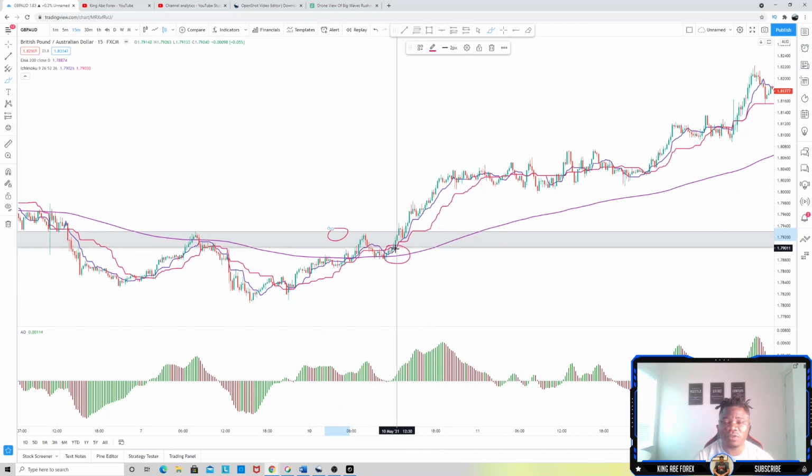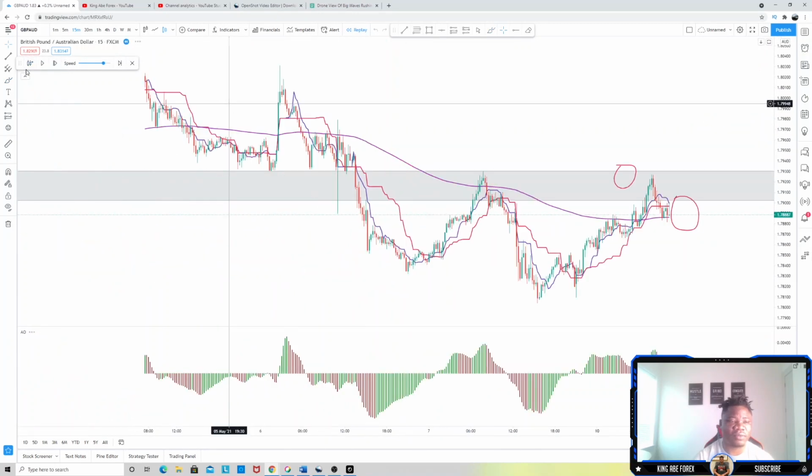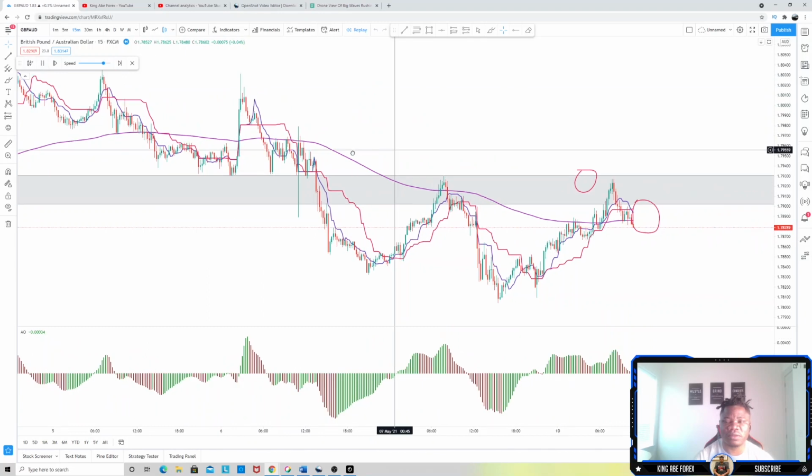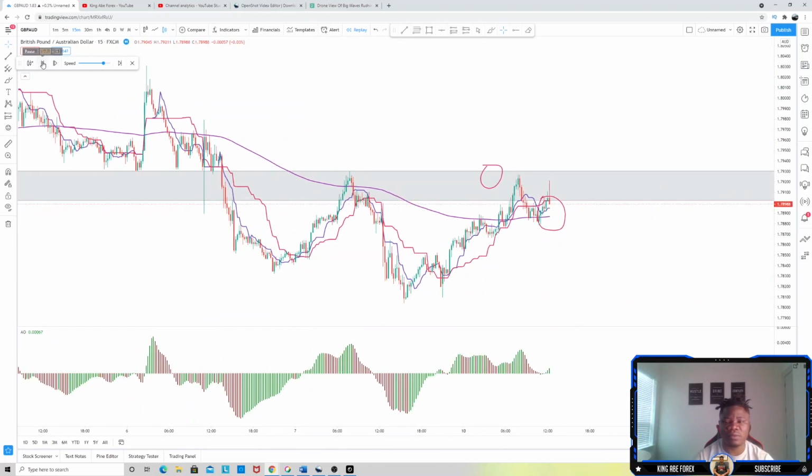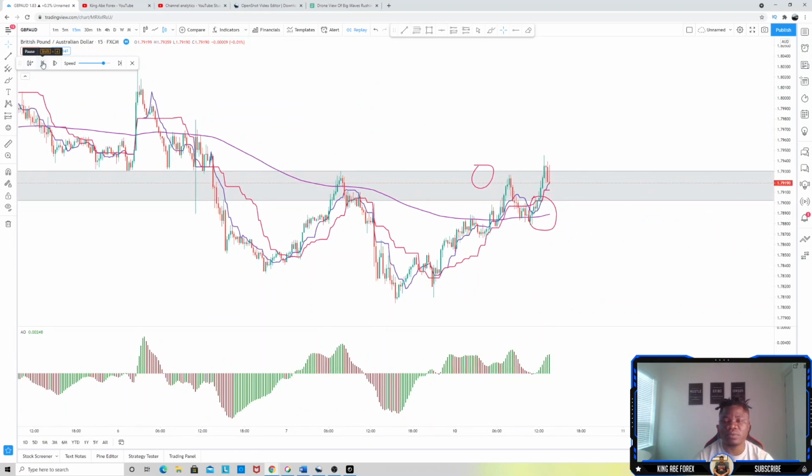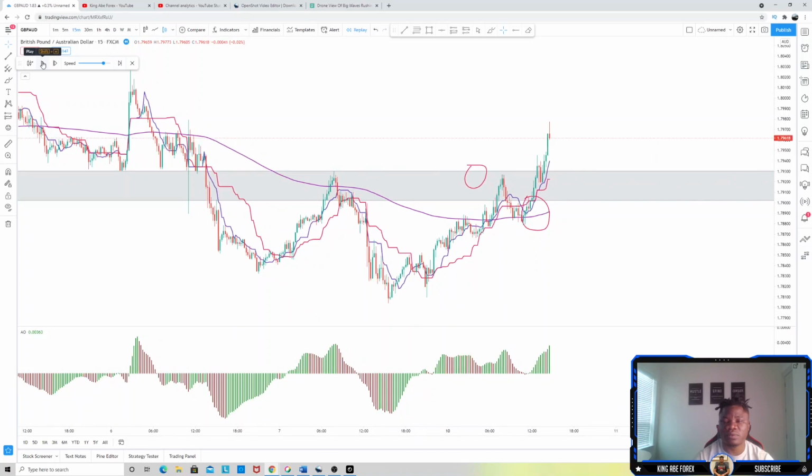Now once you have this crossover here, let's look at where our entry is going to be. So I'm going to put this in replay mode and we're going to take a look. I'll just start from right over here and let's see. Bam. Now your entry would absolutely be right over here. I'm just going to draw that for you guys. Your entry would be right over here at this candle.